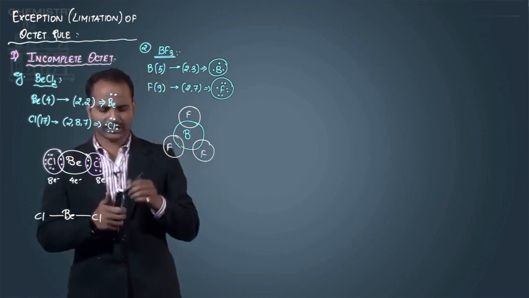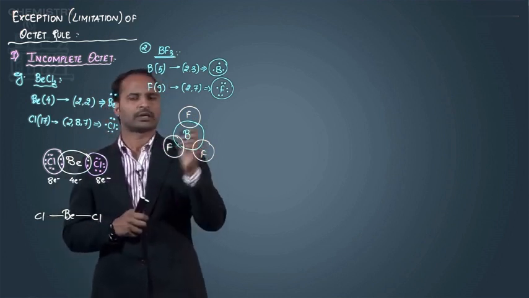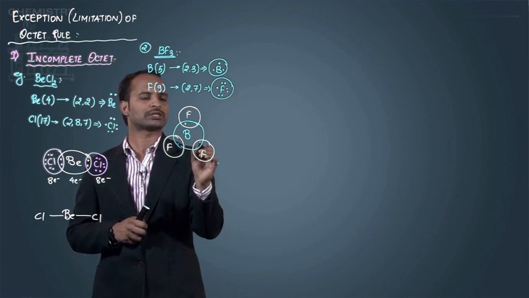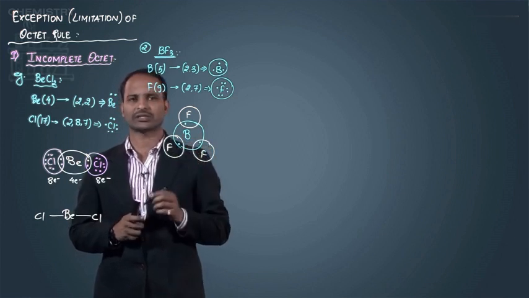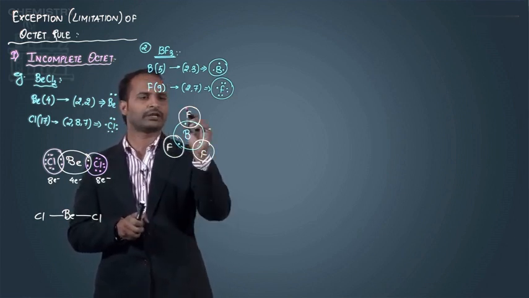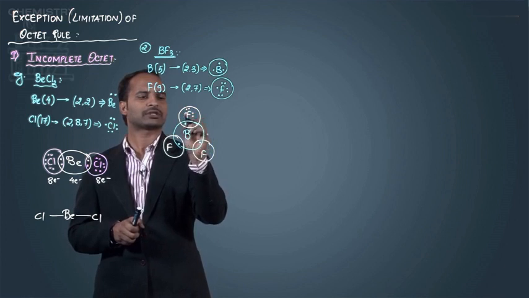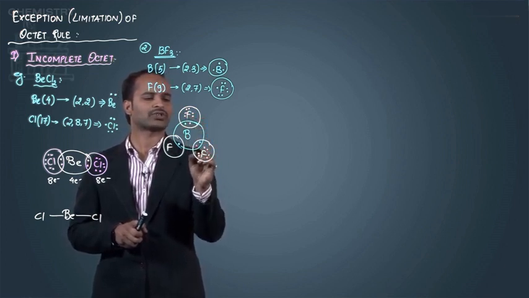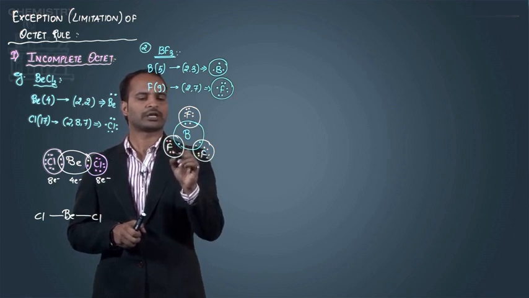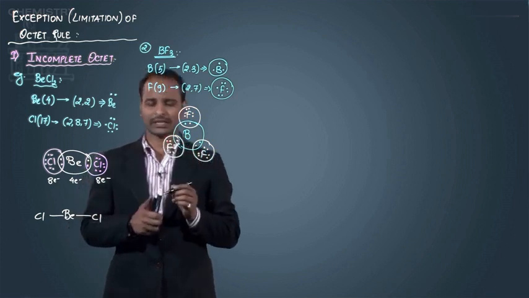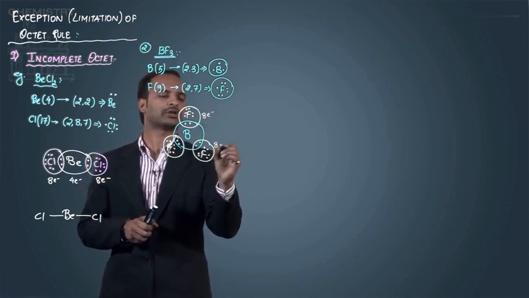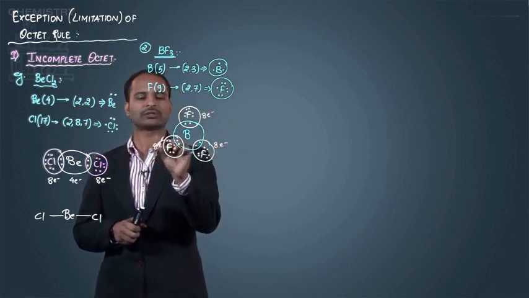Now in this case, since boron is combining with the 3 fluorine, that means boron will form a single bond with each, so it will use 1 electron for each. So all 3 electrons are shared. Each fluorine has 7 electrons, out of which 1 is shared. So in this case, each fluorine has 8 electrons.